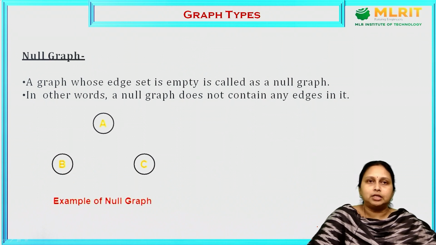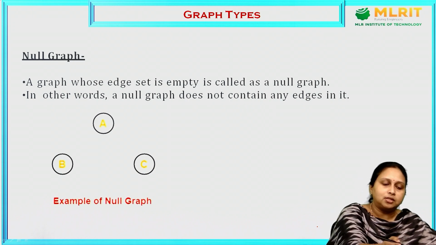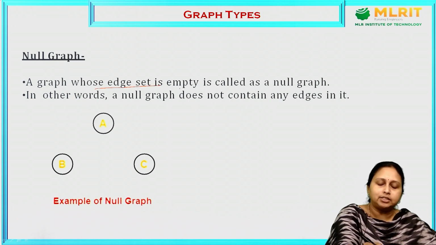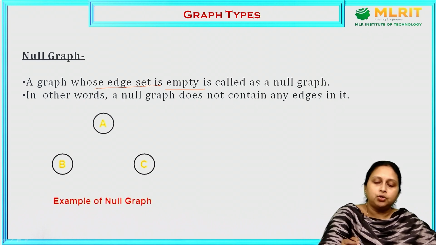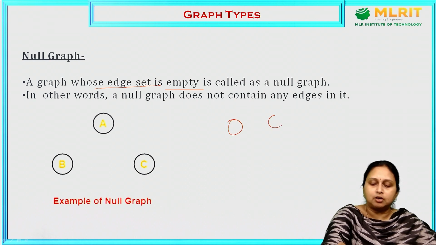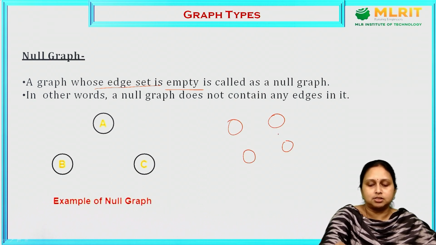And coming to the null graph, these are the different types of graphs that we have. What is a null graph? A null graph is nothing but a graph whose edge set is said to be empty. That is, you don't have any edges present for the vertices, right?